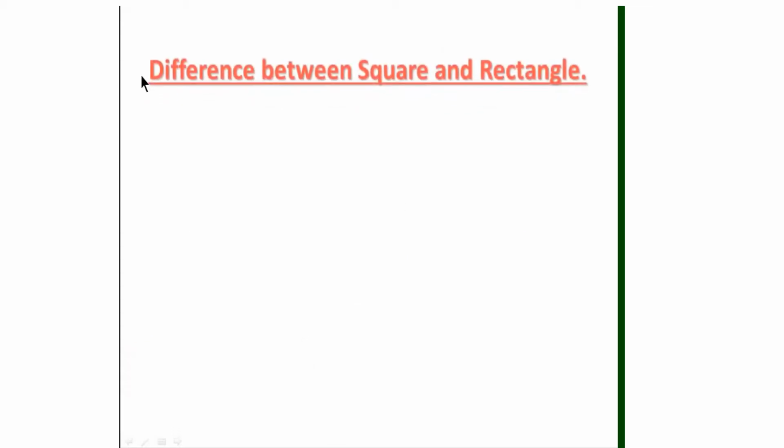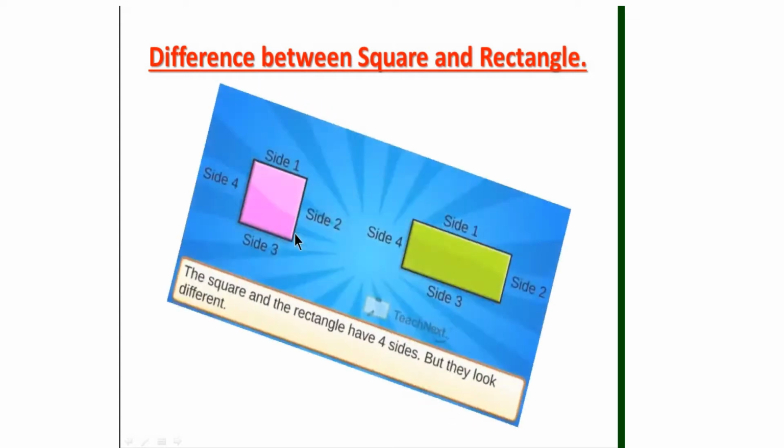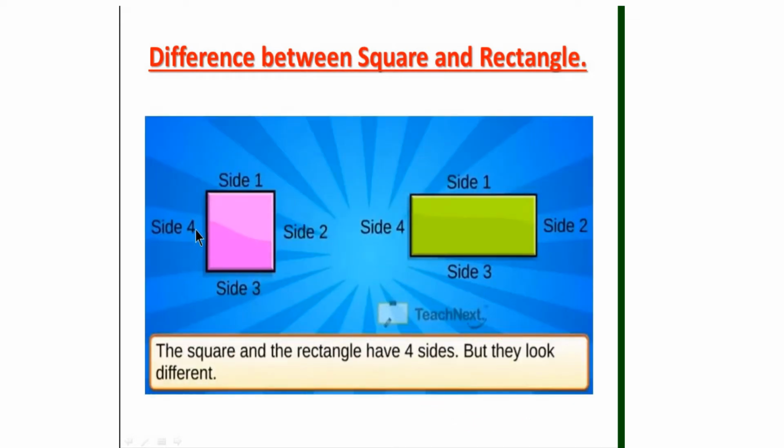Let me tell you something more about square and rectangle. What is the difference between a square and a rectangle? A square has how many sides? Four sides. And a rectangle? Four sides. So are they the same? No, they both have four sides, but they are not the same. You can see they look different. In a square, all four sides are equal. But in a rectangle, only opposite sides are equal and they look different.